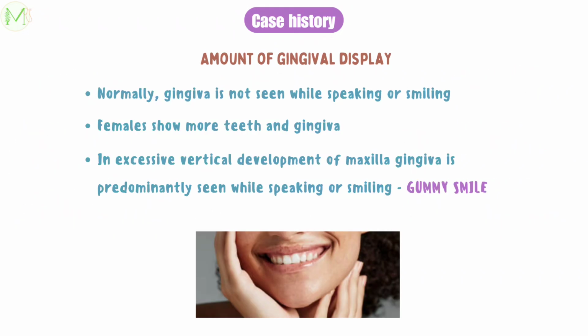Now let's move on to amount of gingival display. A certain amount of gingival display is considered as normal. In normal individuals, gingiva is not seen while speaking or smiling. In excessive vertical development of maxilla, gingiva is predominantly seen while speaking or smiling. This is considered as gummy smile and is unaesthetic. The amount of gingival display should also be measured and recorded. Generally, females show more teeth and gingiva than males.